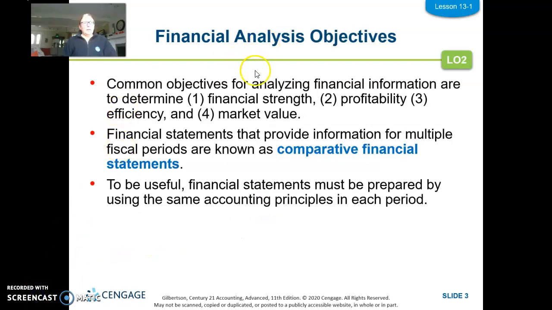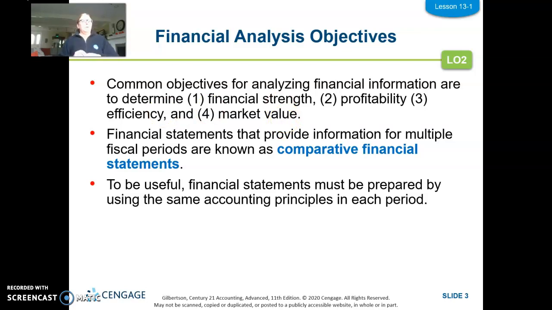So the second learning objective in this section is about what the objectives of financial reporting are. And as you can see, again, from this slide, the common objectives for analyzing the information are to determine whether we have financial strength, profitability, efficiency, and market value. So in Section 1, we'll talk about financial strength ratios. In Section 2, we'll talk about profitability. And in Section 3 of this chapter, we'll talk about efficiency and market value.